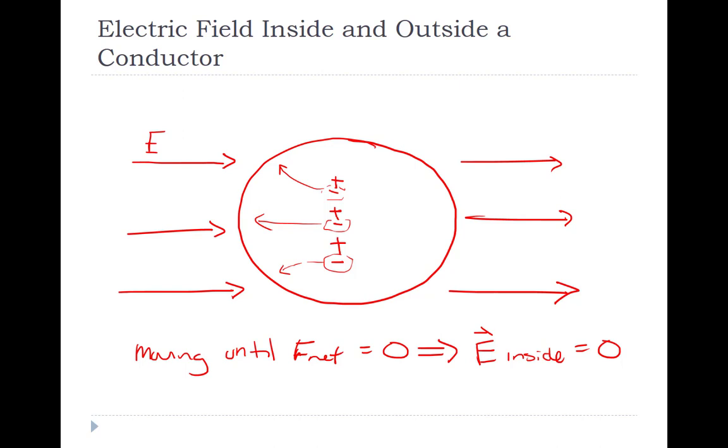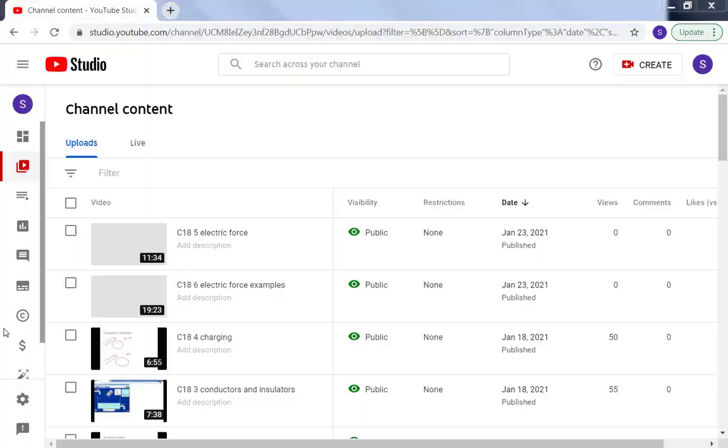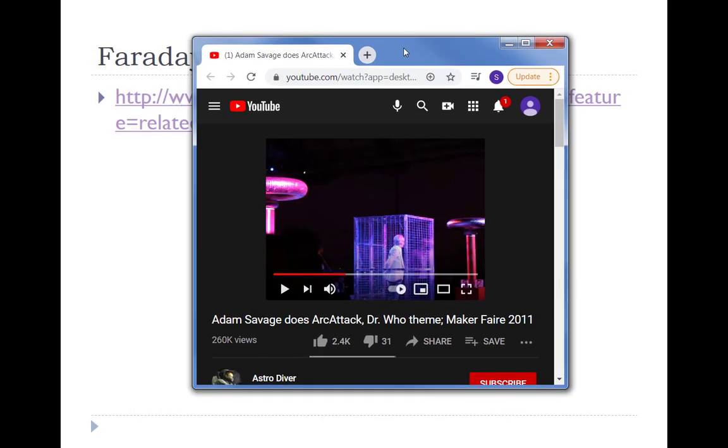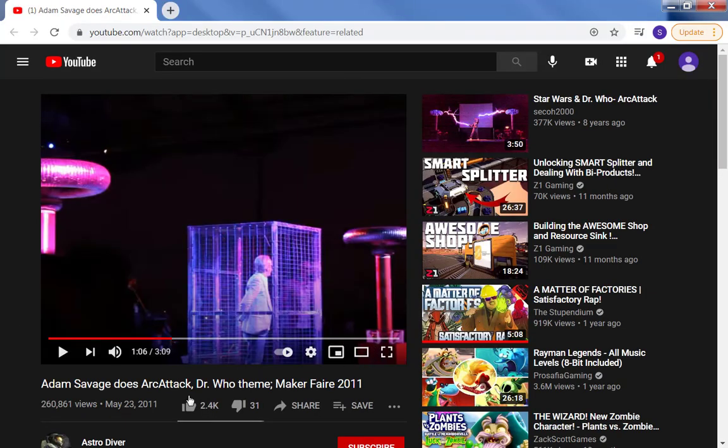Okay, so let's go look at an example of this. And that example is a Faraday's cage. And I've got a link to a video here. I'm not going to show you the entire video. I will, however, pull it up and show you just a little bit so you can see what's going on here. Here we go. Here is the video. I've actually moved forward a little bit through it. So let me describe what you're seeing.